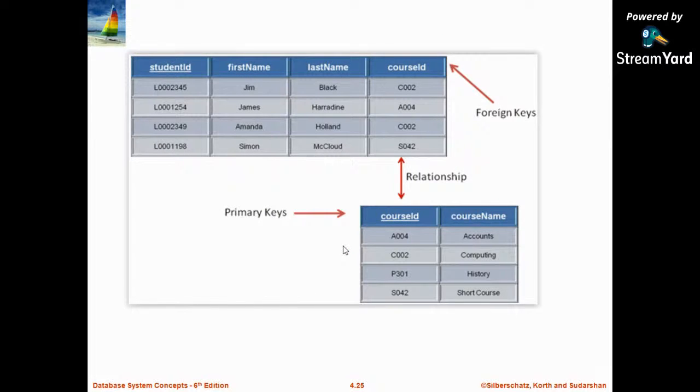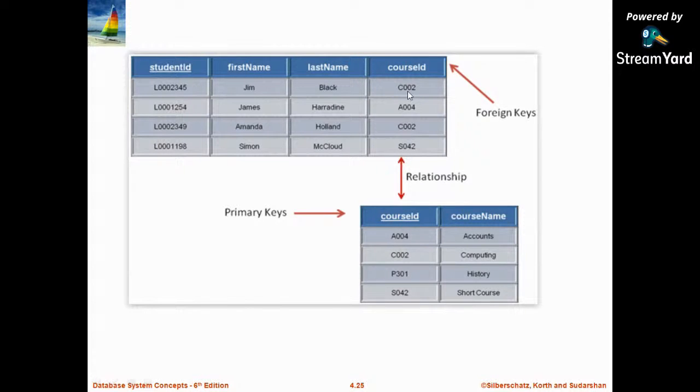Look at one example. We have taken this student database. This student database has student ID, first name, last name, and course ID. And the other relation has which course ID is associated with which course name. Now we are learning the concept of primary key, foreign key, and referential integrity. So you can see that these are two tables, and the course ID is a common field between these two tables.